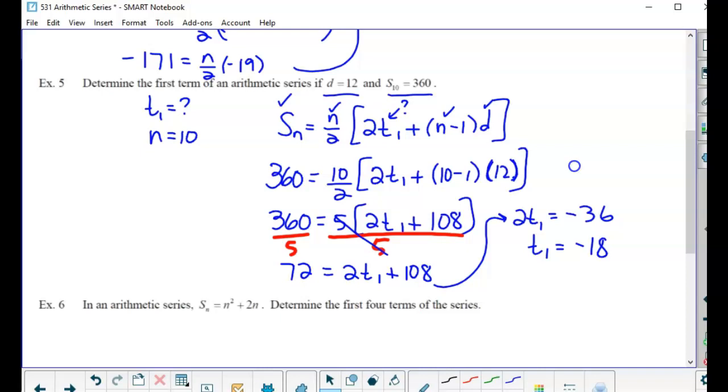And this is actually small enough that you could test it out, get 10 terms, and then add them together, right? You could go, okay, negative 18 plus 12 is negative 6, plus 12 is 6, plus 12 is 18, plus 12 is 30, etc. I mean, if you really wanted to, and then add them together.